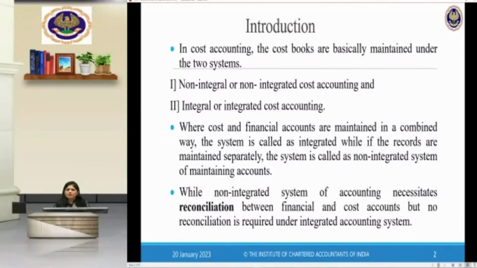I hope you must have done the bank reconciliation, where we reconcile the balances of cash and bank balances. Similarly, here also, we'll reconcile the profit as per cost records and the profit as per financial records. So we'll have two values of profit and we'll be reconciling. So a lot of learning in this session, and let us proceed.